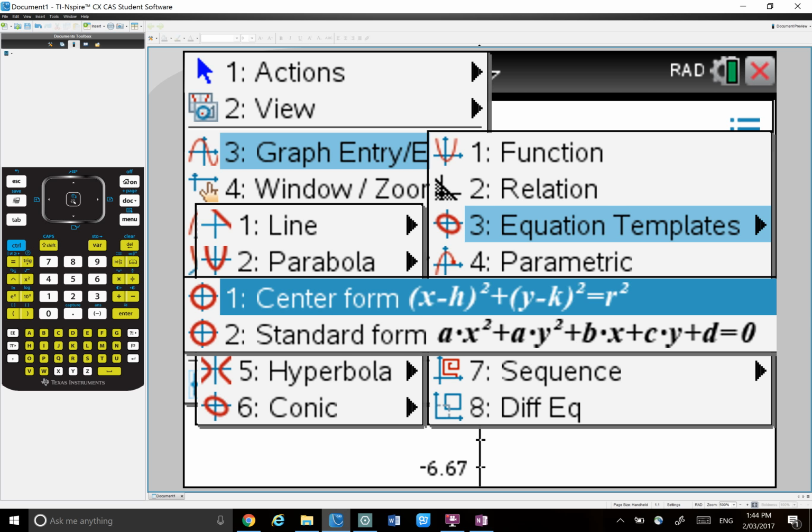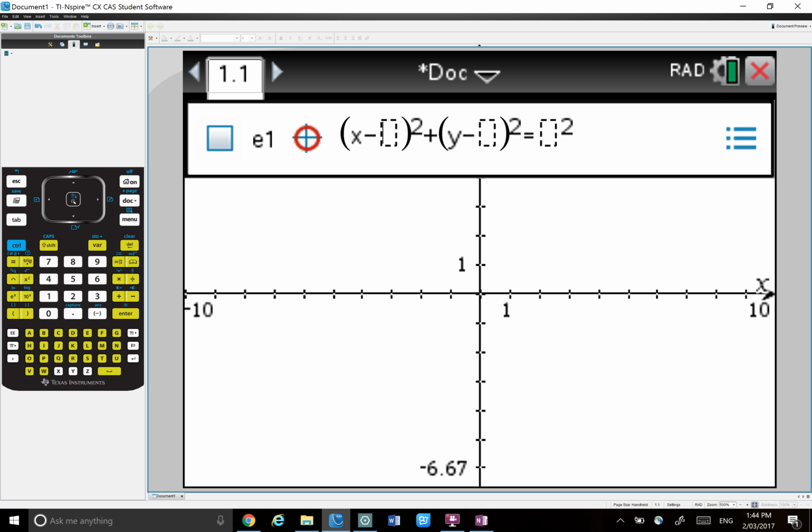We click on circle, and you can see in the circle we have two forms: center form and general form. The general form will be the question 2 we did, where we need to complete the square manually and find out the center. But if you just need to sketch, you can use the standard form to directly sketch. So let's say we have center form. I'll click on center form. That gives you the templates.